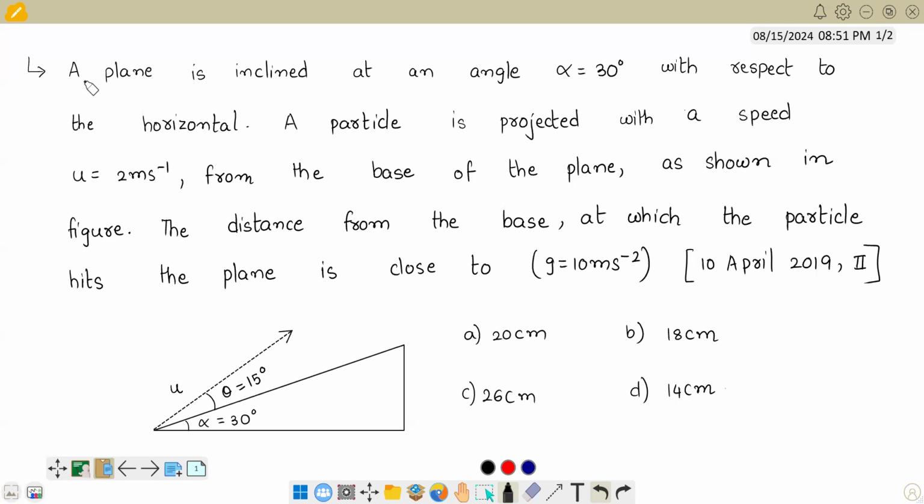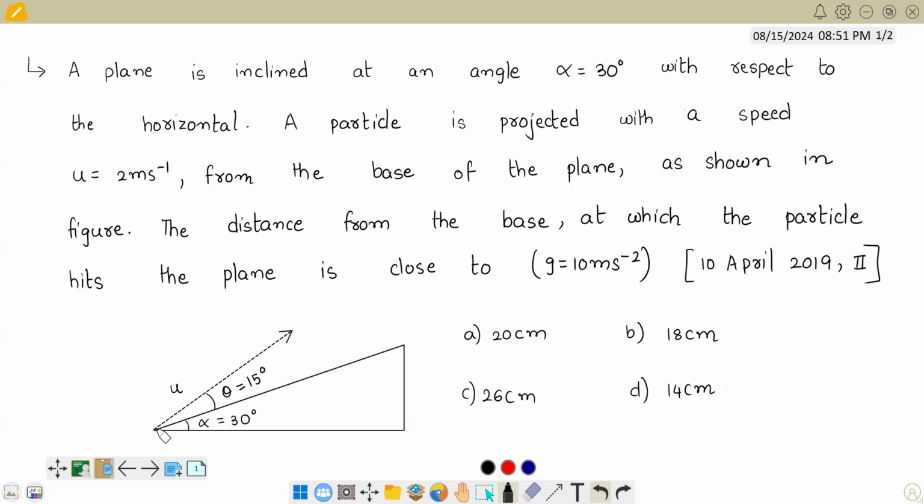Hello student, the question says a plane is inclined at an angle alpha equals 30 degree with respect to the horizontal. A particle is projected with a speed u equals 2 meter per second from the base of the plane as shown in the figure. The distance from the base at which the particle hits the plane is close to. So you have to find where the particle hits.